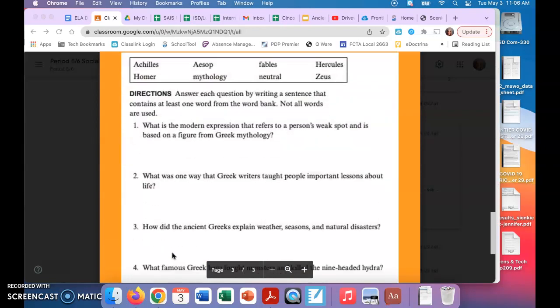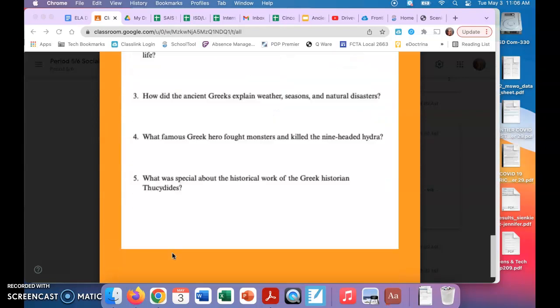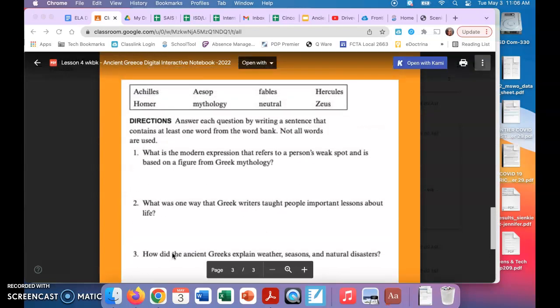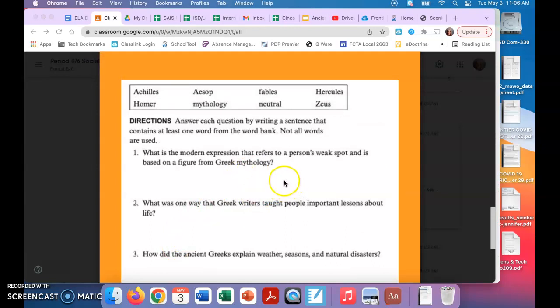Okay, on your last page here, you have 5 statements. We're going to read each question, and you're going to write an answer that is a complete sentence using at least one word from this word bank. Not all the words are going to be used, and you can use more than one word in a sentence.